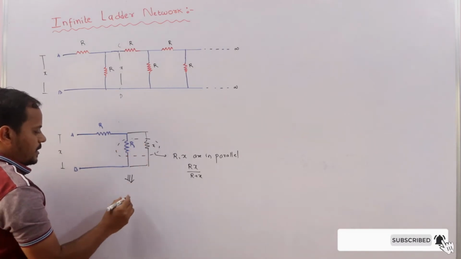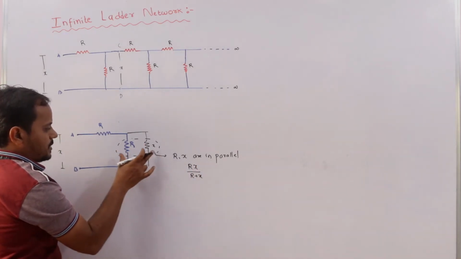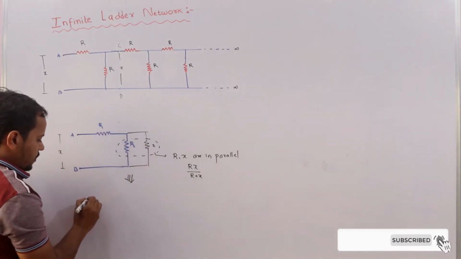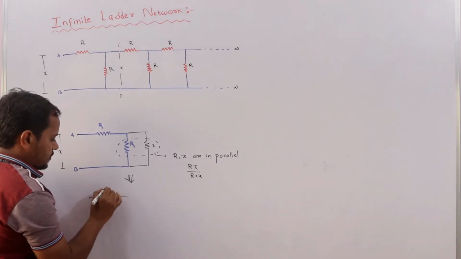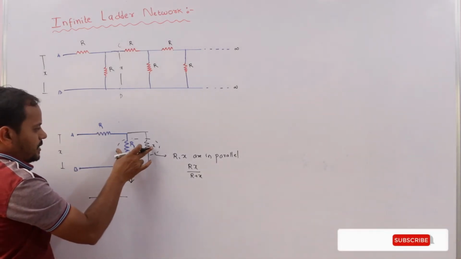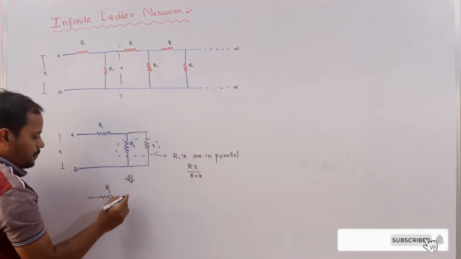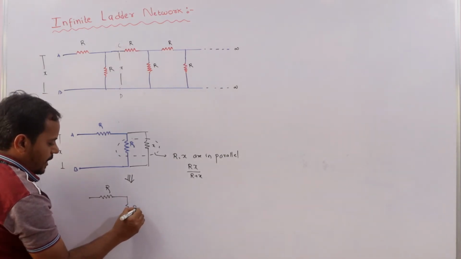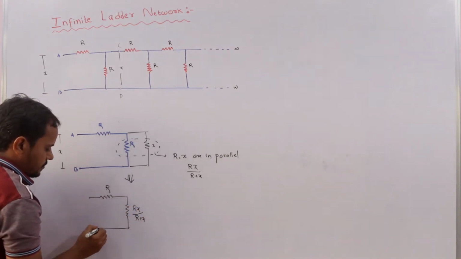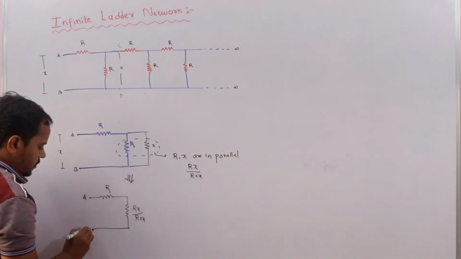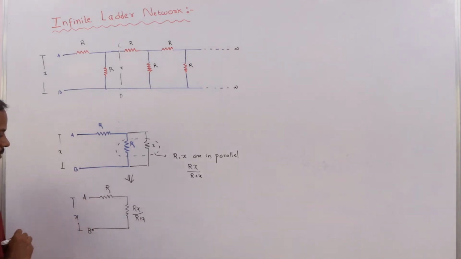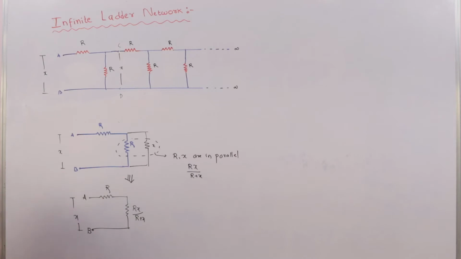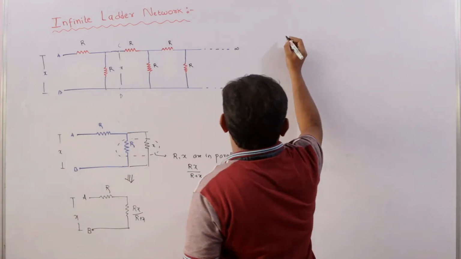So these two resistors are replaced with R into X by R plus X, and this is in series with R. So I'm going to draw another diagram. This is R. The equivalent resistance from infinity to this point is represented with another resistor whose resistance is RX by R plus X. This is connected between A and B. So the equivalent resistance between A and B again remains the same, which is X. Now R and RX by R plus X are in series combination.